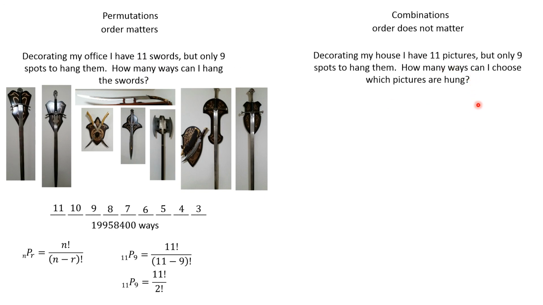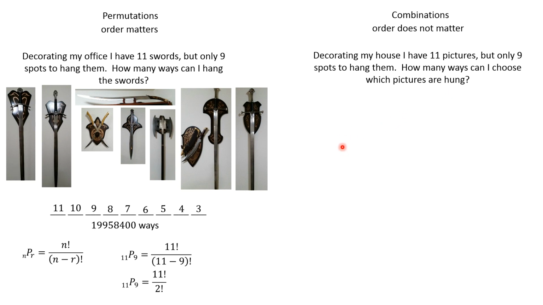We have 11 pictures, but only 9 spots to hang them. How many ways can I choose which ones are hung? Again, I don't get to put them up, but I get to pick my 9 favorites. Which ones do I want on the wall? That's a combination. The permutation is where do you put them? You actually have the control over that.